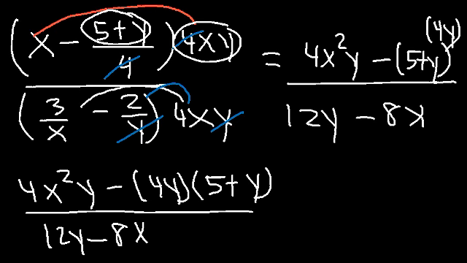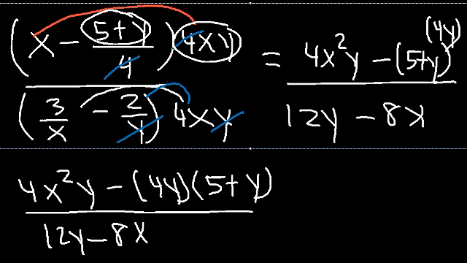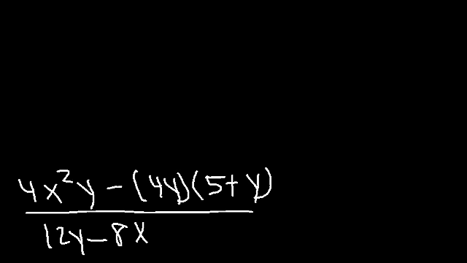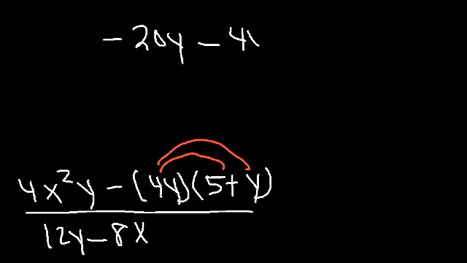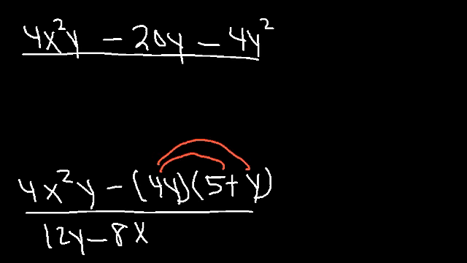Now what would you do at this point in order to simplify this expression? Let's distribute 4y to 5 and y. So 4y times 5 is 20y, but there's a negative sign in front, and negative 4y times y is negative 4y squared. On the bottom, we just have 12y minus 8x.